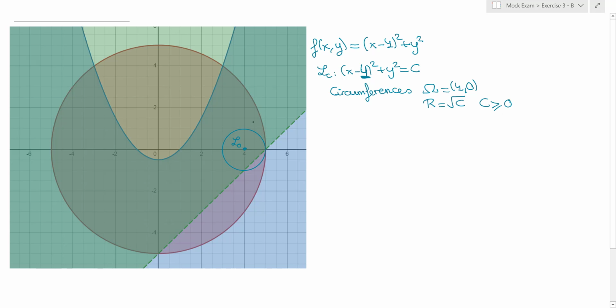Okay, more or less, that would be the level curve of value 1. We can try something similar for the level curve of value 2, etc. You can see that the direction of growth now depends on the point. It should be perpendicular to those circumferences. So it grows in the radial direction starting from this point, which is (4, 0).